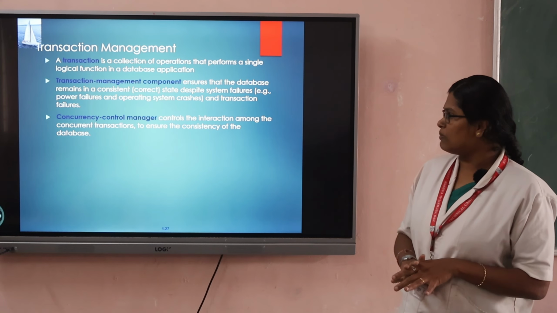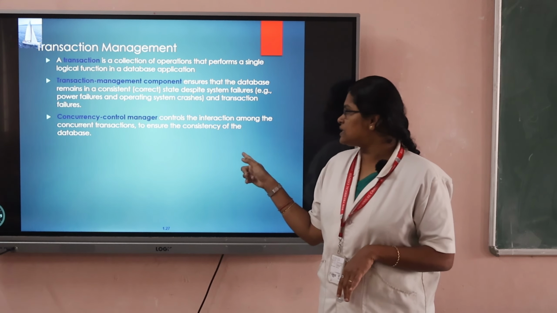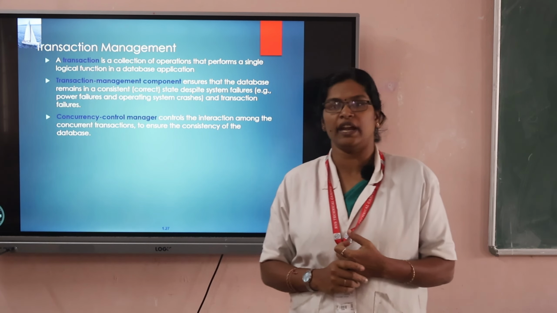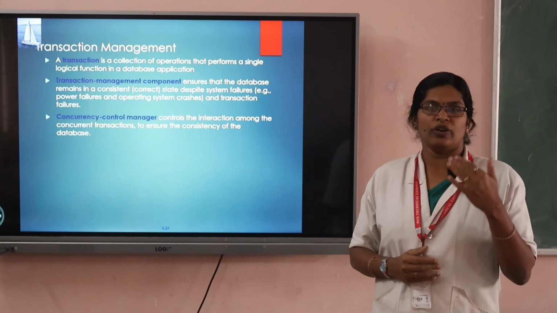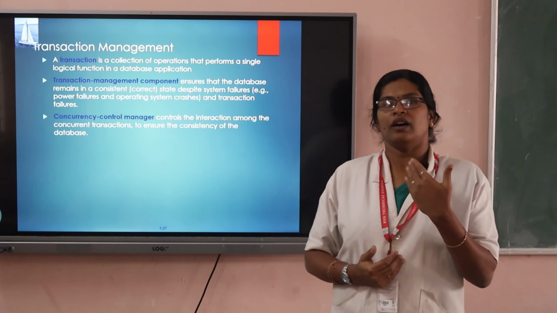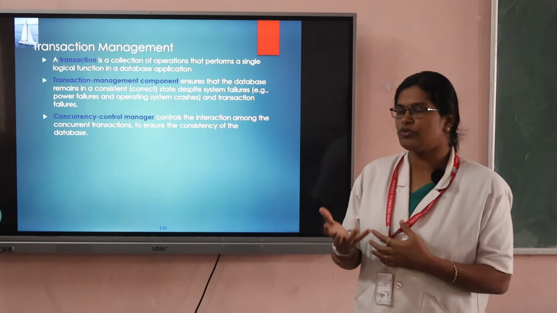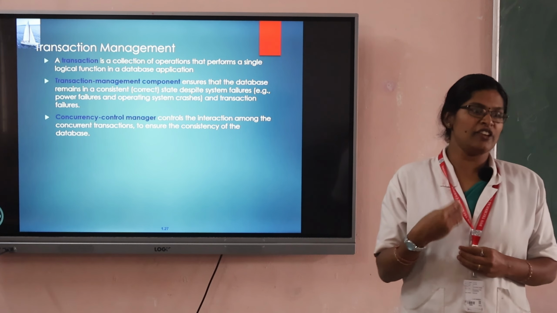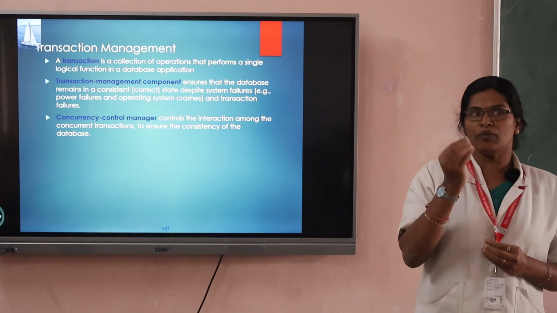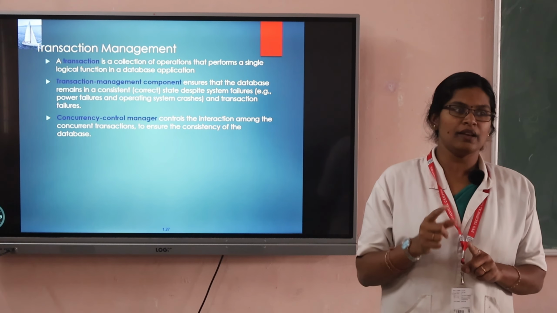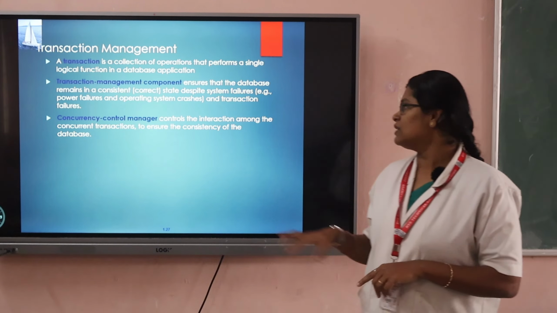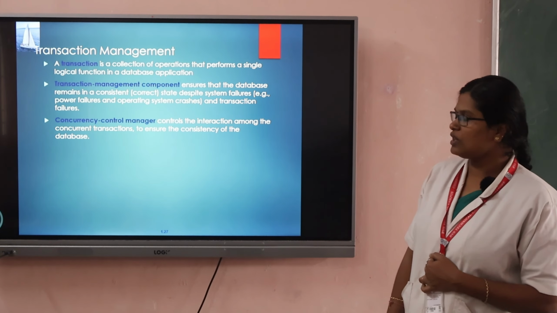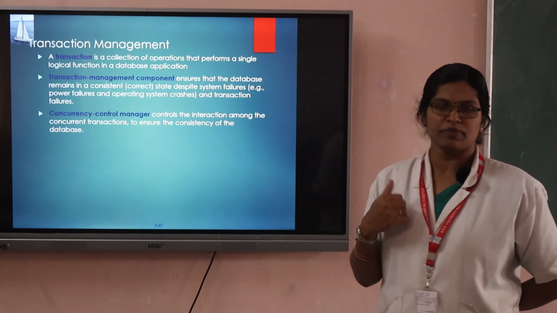Then the concurrency control manager controls the interaction among the concurrent transactions to ensure the consistency of the database. For example, we withdraw an amount from the account and due to any failure, the amount did not get credited, is it right? So that is the concurrency control manager. It controls the interaction among the concurrent transactions of the database management system.